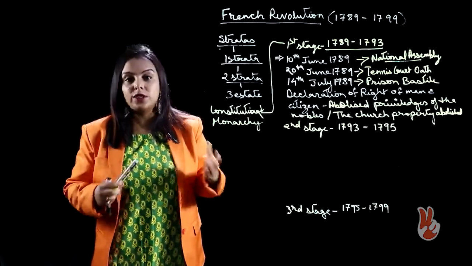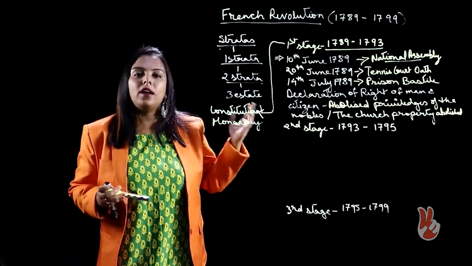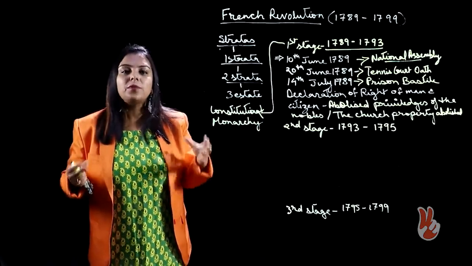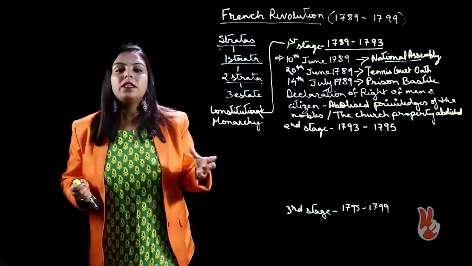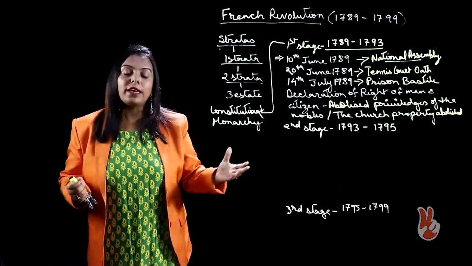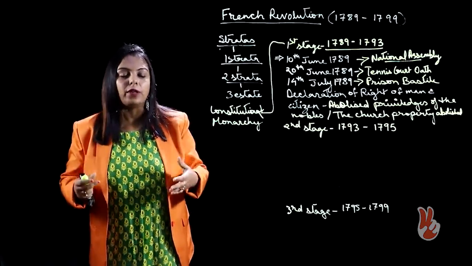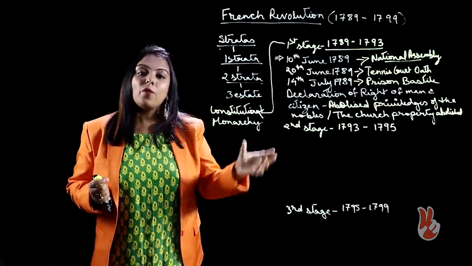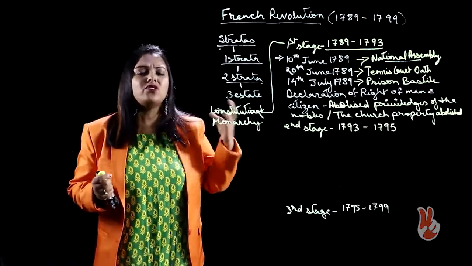According to the National Assembly, the monarch was going to be the head of the administration, but his power would be nominal. It would not be the real power. Like today we have a president at the head of the administration, but the real power is in the hands of the Prime Minister and the cabinet.